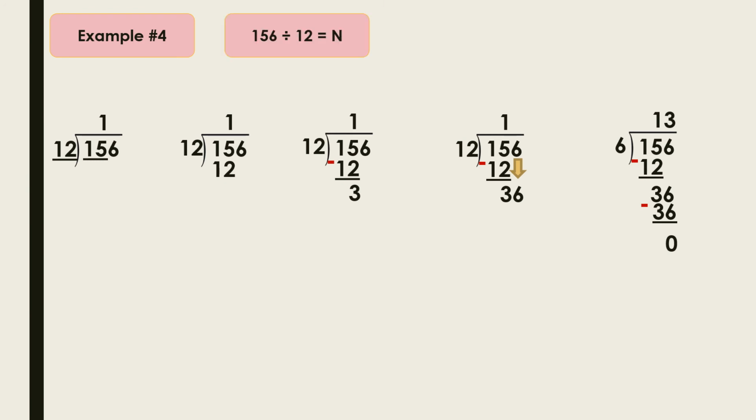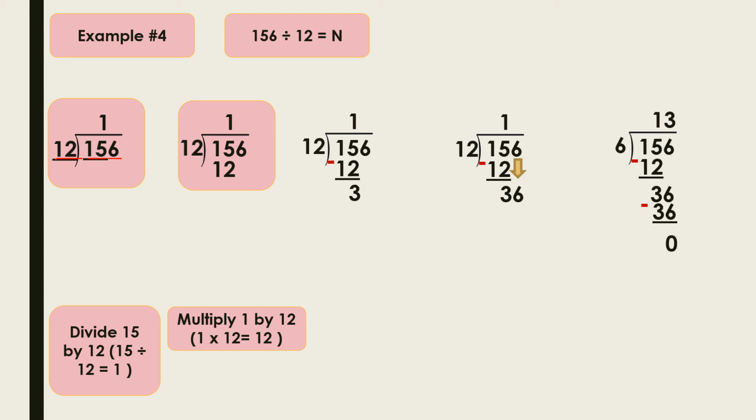Next, example number 4. 156 divided by 12. So this is a 3-digit dividend by a 2-digit divisor. First is divide 15 by 12. Since this is a 2-digit divisor, you must first check if the 2-digit number from the dividend is less than or greater than the divisor. If it is less than, you need to add another number. But if it is higher, then you proceed to your division.